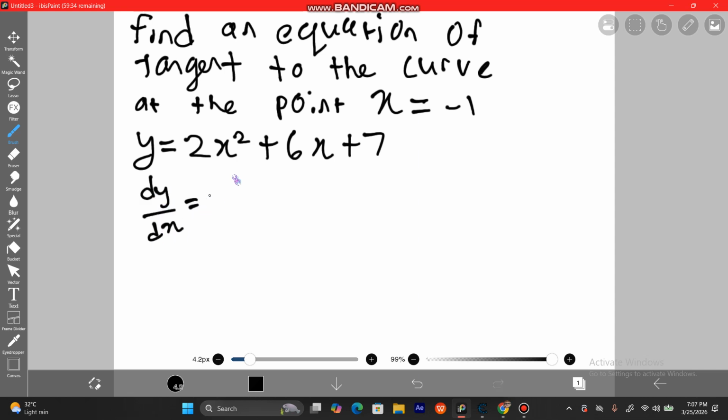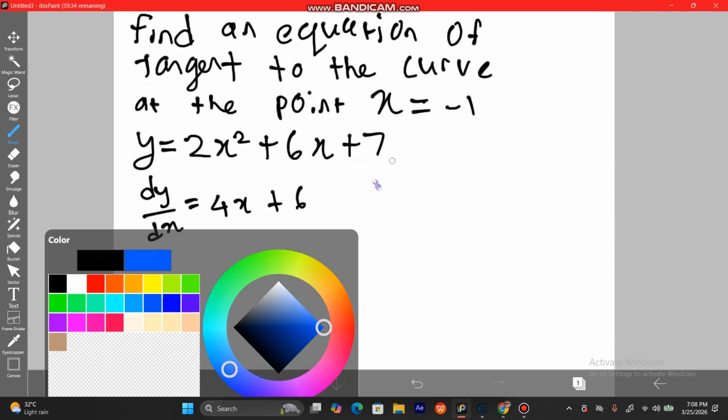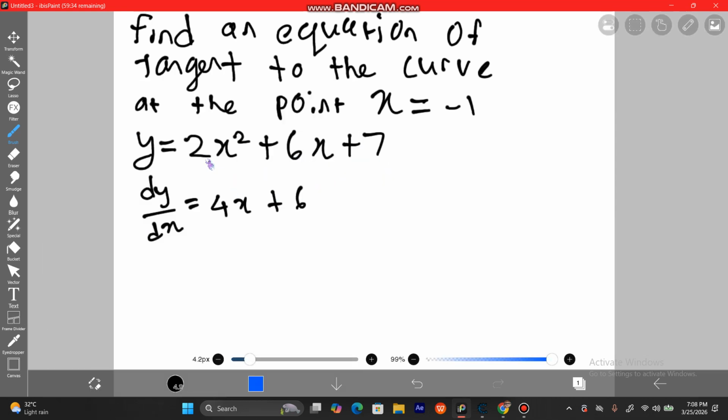When you differentiate the curve's equation, we're going to get 2 times 2, which is 4, x to the power of 1, but we don't have to write that, and then plus 6. If you're wondering why, I'm going to explain that real quick. So we have 2x squared and 6, right?